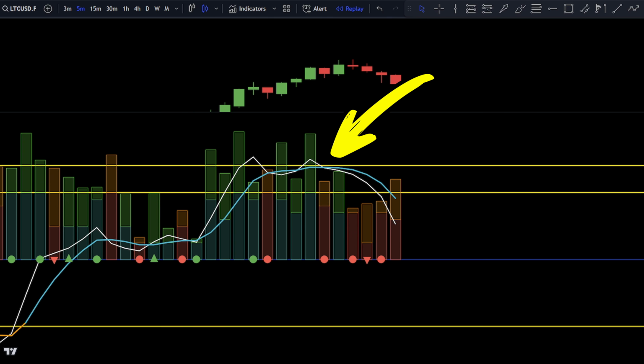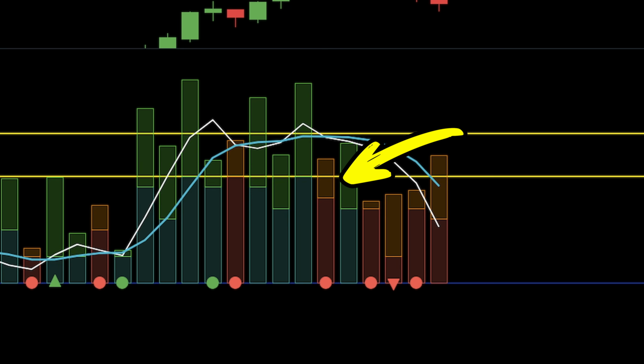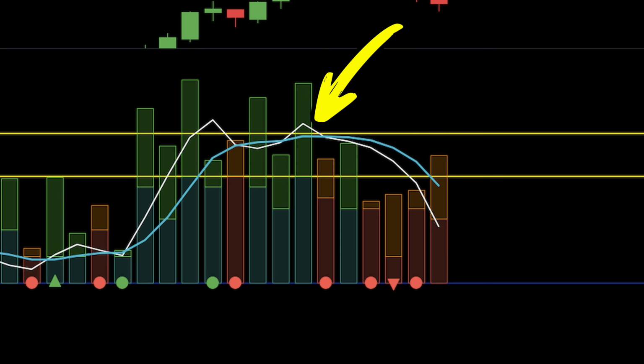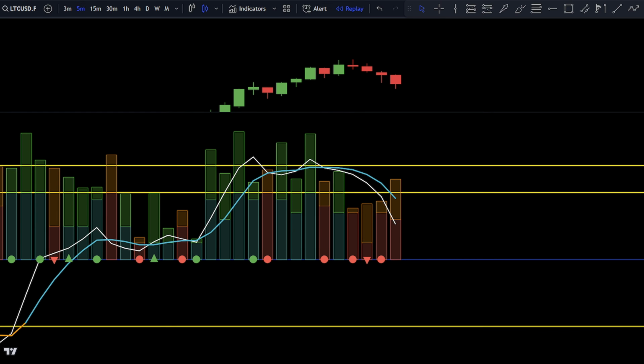Finally, here's a case where the white line crosses below the blue line. Both are above the 50 level, meeting the first condition for a sell setup. However, the orange volume bar is below the 70 level. Without the volume confirmation, this sell signal is also invalid.